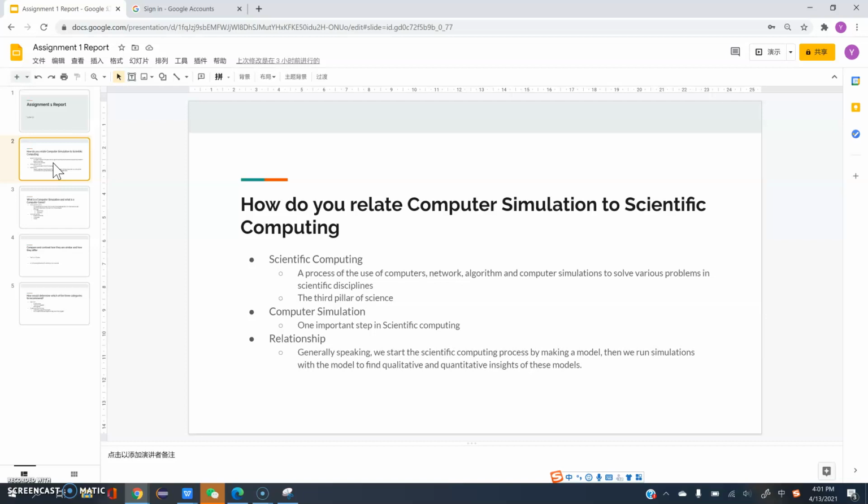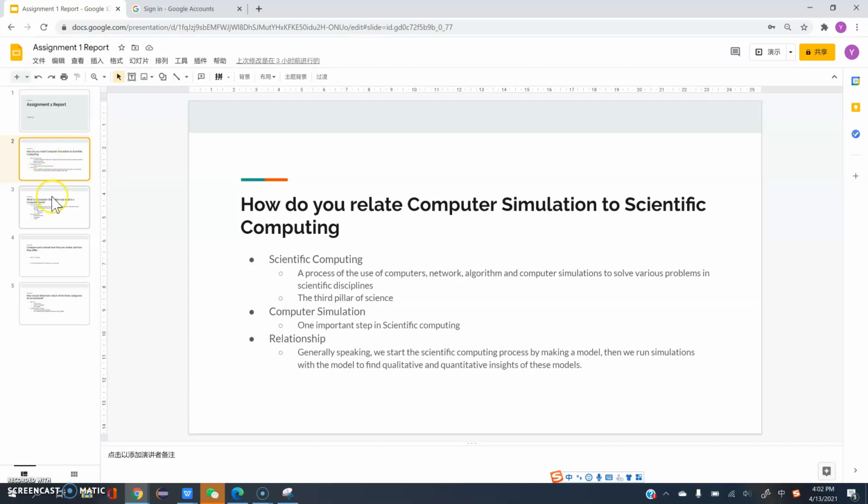Generally speaking, we start the scientific computing process by making a model, and then we run simulations with the model to find some qualitative and quantitative insights. For example, in some situations, physical experiments are impossible, dangerous, or expensive, such as weather forecasts, crash tests, or nuclear tests. Those studies can be replaced by computer simulations, and with the results we get by running thousands or millions of simulations, we can further improve our physical or theoretical models.